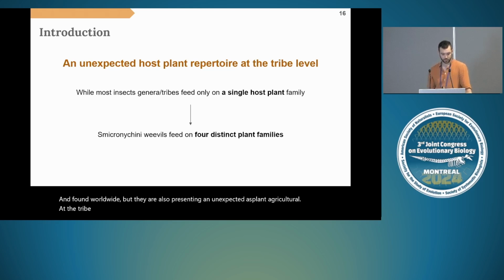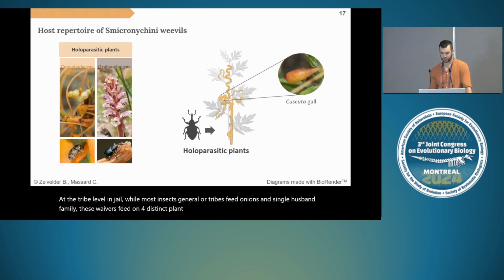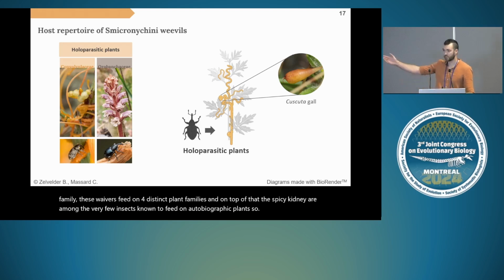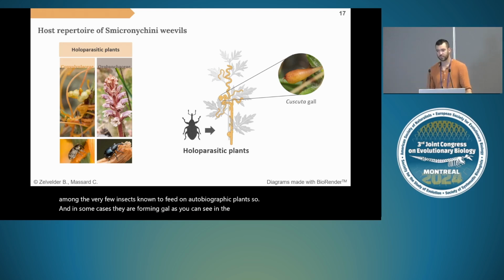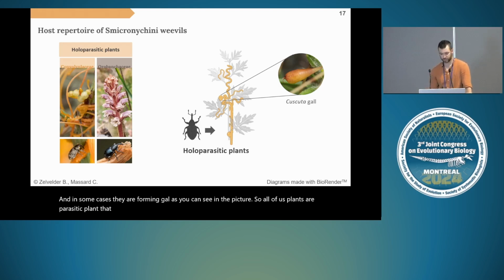Indeed, while most insect genera or tribes feed only on a single host plant family, these weevils feed on 4 distinct plant families. And on top of that, the Smicronychini are among the very few insects known to feed on holoparasitic plants, and in some cases they are forming galls, as you can see in the picture. So holoparasitic plants are parasitic plants that depend on their host plants to fix carbon and develop and survive.